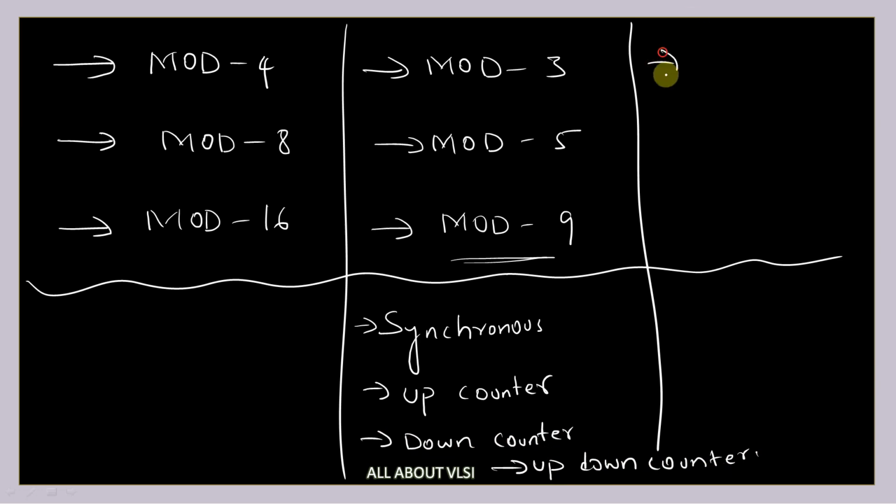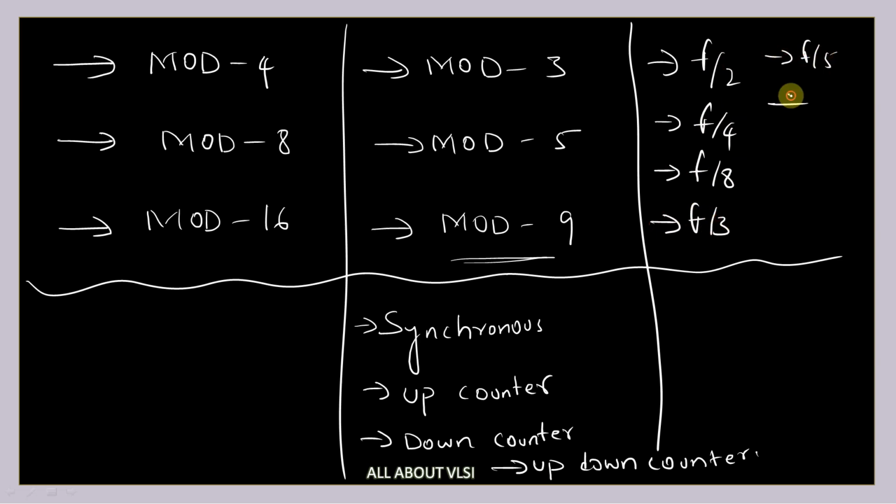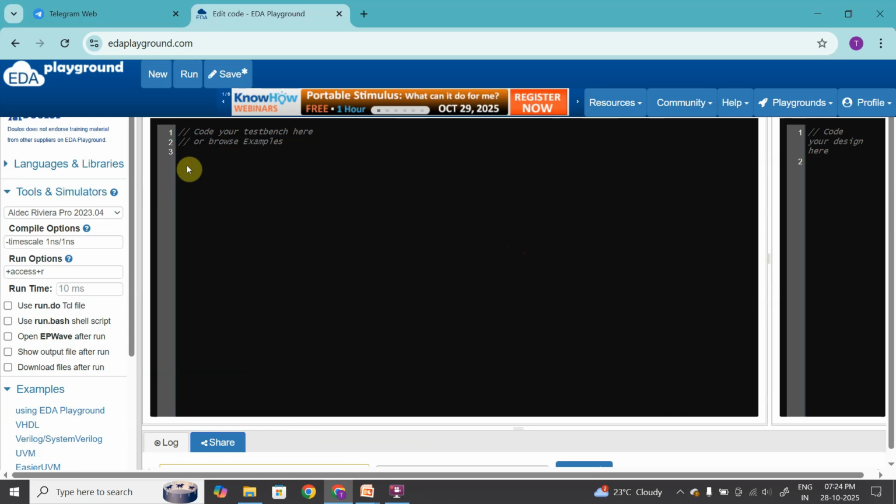Then after that we will discuss frequency division: frequency division by 2, by 4, by 8, and by 3, by 5, and by 9. After this we will discuss division by 1.5 and by 2.5. So this is the plan which we are going to follow. Now let us try to write the code for our mod 4 counter. How do we write the code for the mod 4 counter?